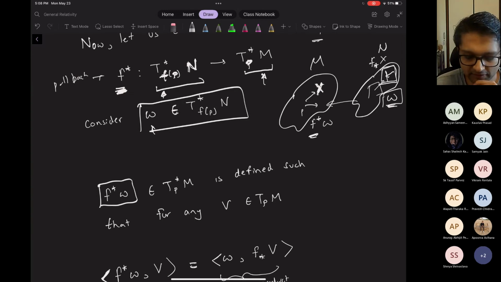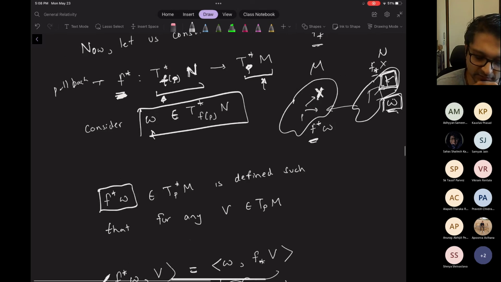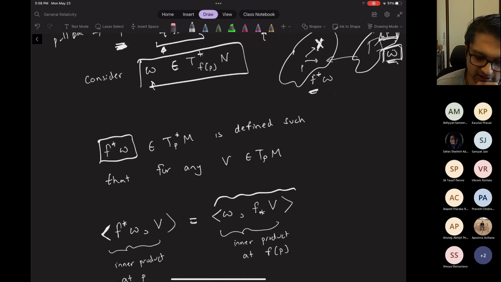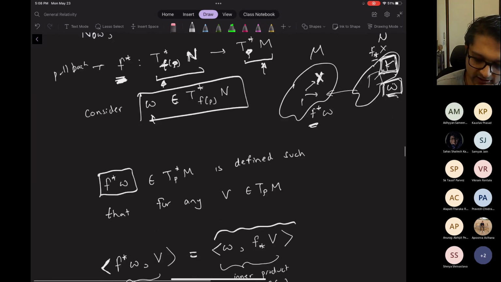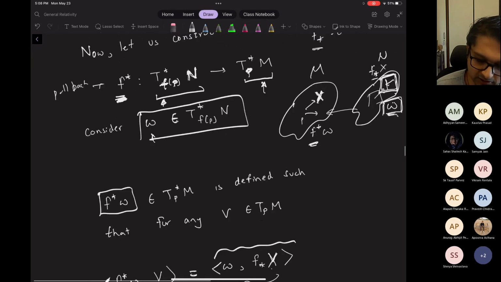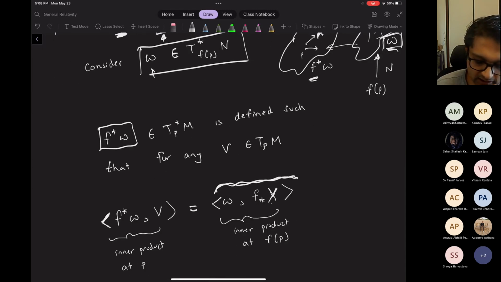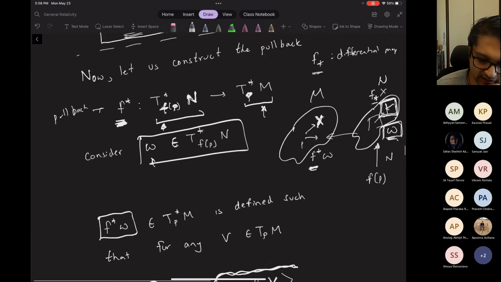So we define the map f star omega such that it preserves the inner product between this vector and this dual vector, that is y and omega, or equivalently f star x and omega. So this quantity here, I denoted it as v, but we could write it as f star x and omega. This is an inner product which is defined on the manifold n, or in other words, it's defined at f of p. We say that this inner product is equal to the inner product between f star omega and x. This is going to define what we mean by f star omega.